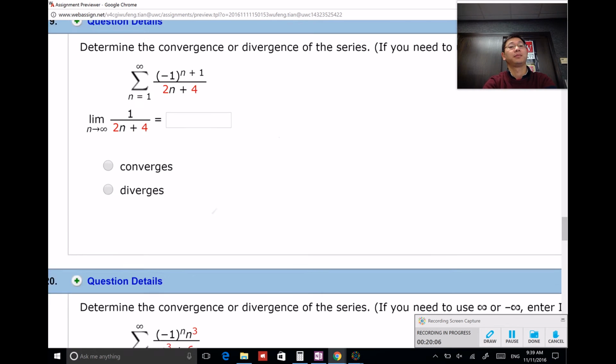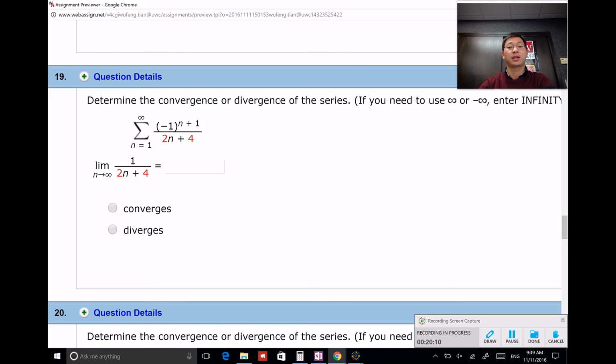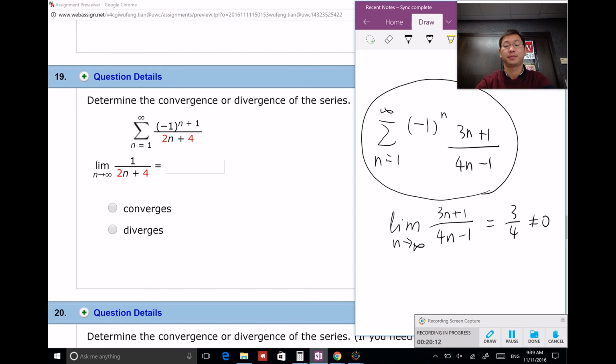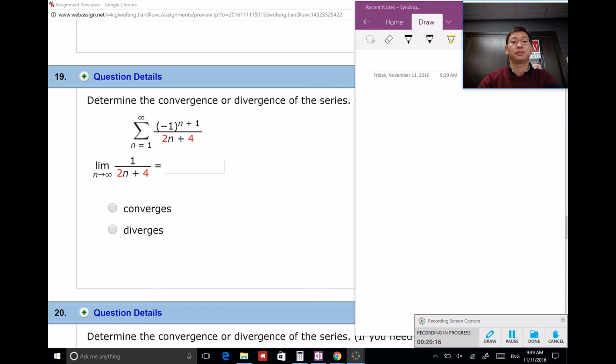Number 19. It converges. It converges because the limit is 0 and it is decreasing. Yeah, very good. Thank you very much. I didn't pay attention to who asked the question. Thank you. Limit as n goes to infinity, an equals 0.